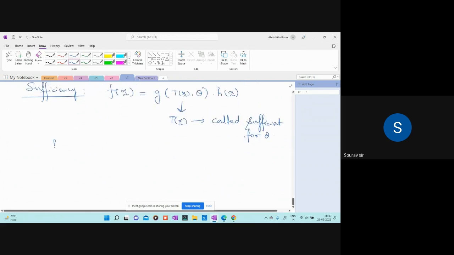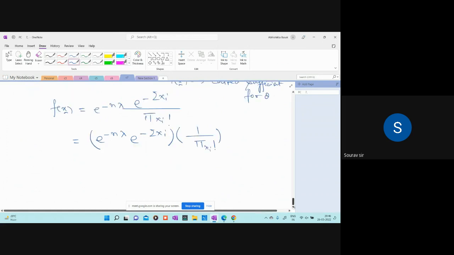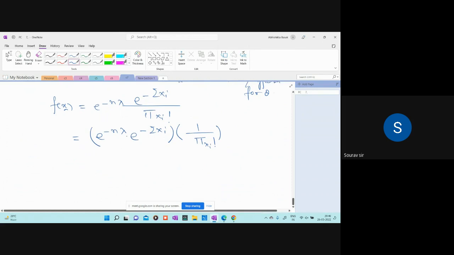So I need to see whether I can write my f of x curl in this format. So e to the power minus n lambda, lambda to the power summation xi, by product over xi factorial. If you can see, basically e to the power minus n lambda, into lambda to the power summation xi, that I am putting together, and 1 by product over xi factorial. Here lambda is involved.